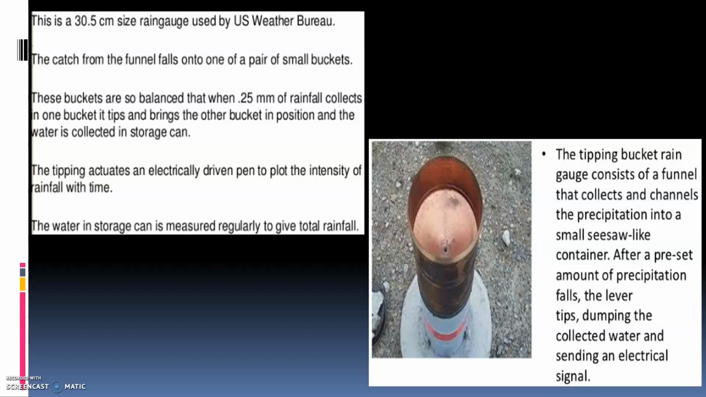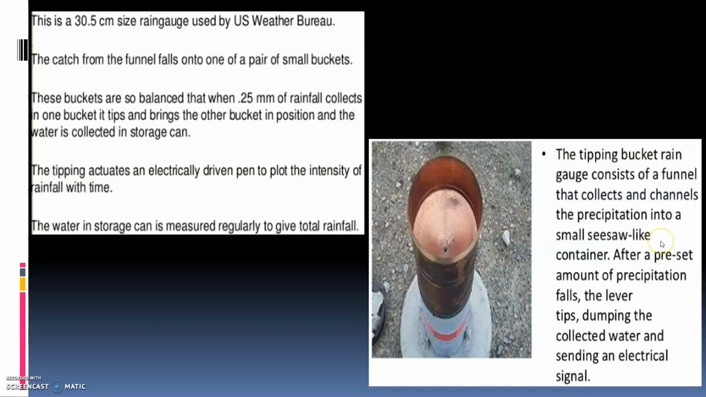Tipping of the bucket completes an electric circuit, causing the movement of a pen to mark on a clock-driven receiving drum, which carries a record sheet. The electric pulses generated due to the tipping of the buckets are recorded at the control room far away from the rain gauge station.